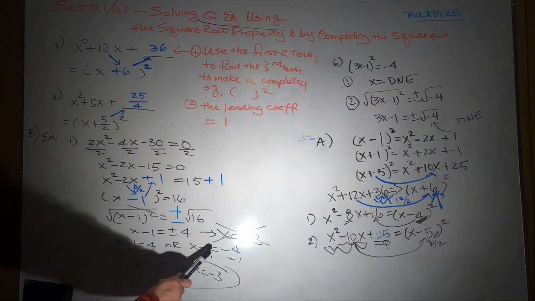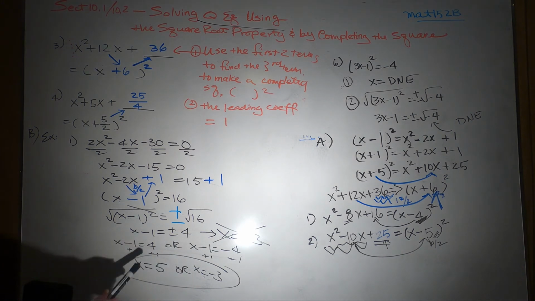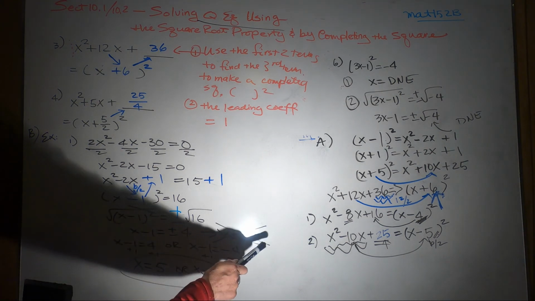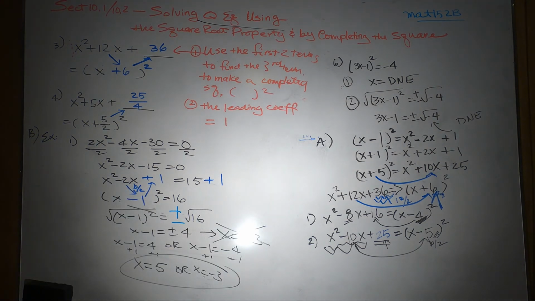So we have to write it separately, okay, for sure. And to see, when you add 1 to both sides, then you get 5 and negative 3, not just plus minus 3, right?